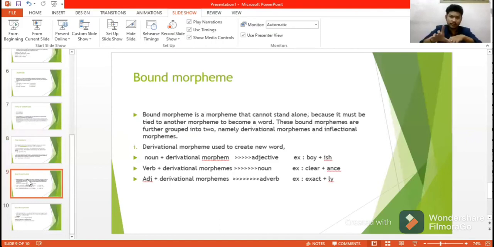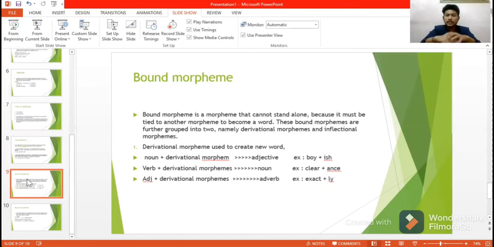Next is bound morpheme. A bound morpheme is a morpheme that cannot stand alone because it must tie to another morpheme to become a word. These bound morphemes are further grouped into two, namely derivational and inflectional. Derivational morphemes create new words. Take a look at the example. Noun boy plus a derivational morpheme becomes an adjective. The meaning has changed, right?